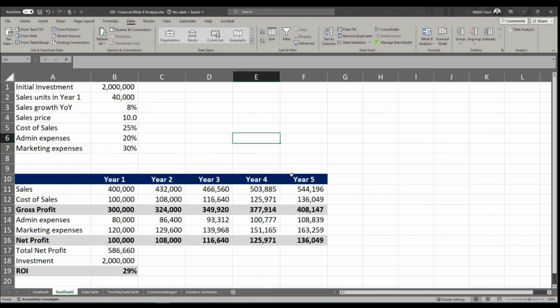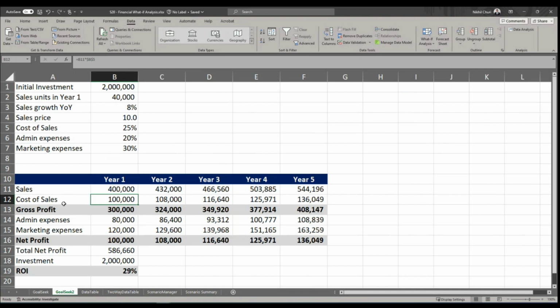Suppose I do some more P and L analysis, which is nothing but profit and loss analysis, a very commonly used term. Based on year one, year two, year three, and year four, I expect all this initial investment to be paid off, and these are the expected sales, the sales amount per year based on the 8% rate. Based on that, I have the 25% cost of sales for each year from year one to five. Gross profit is nothing but sales minus cost of sales, which is 300K for year one, and similarly for the rest of the years.